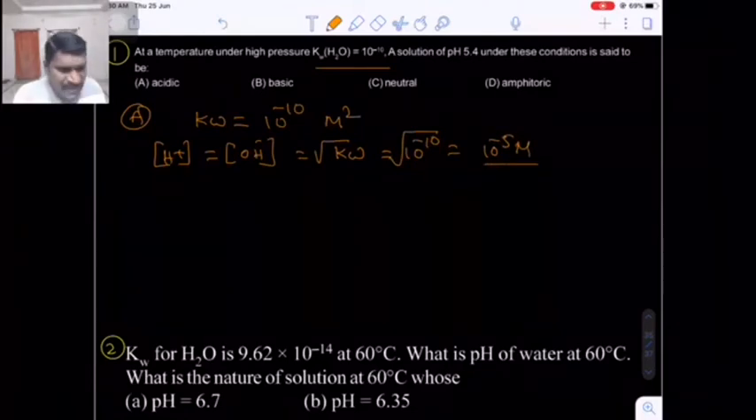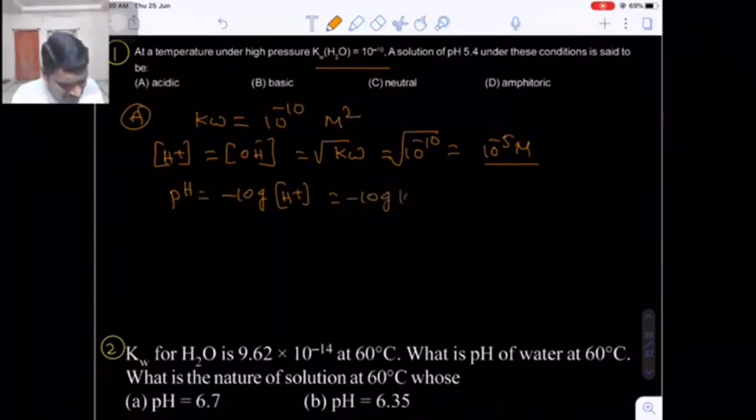Now here, H plus ion concentration will become how much? 10 raised to minus 5. From here we can calculate the pH value. Yes, pH is equal to negative logarithm of H plus, that is negative logarithm of 10 raised to minus 5. So the answer is 5. The pH is 5. pOH is also 5. Sum of the pH and pOH is equal to pKw, that is 10. So pH plus pOH is equal to pKw.